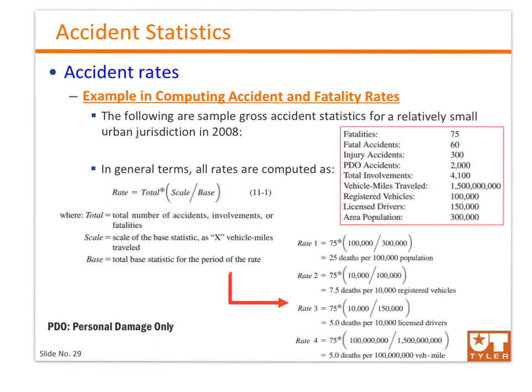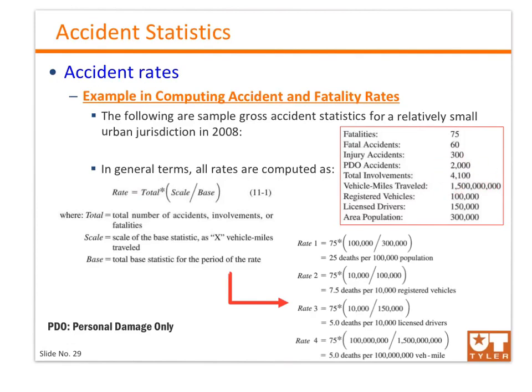So let's have an example here of how we can compute accident and fatality rates. The following are a sample of gross accident statistics for a relatively small urban jurisdiction in 2008. You can see those are the given numbers. So we have the number of fatalities: 75 people died, and the fatal accidents were 60. Injury accidents were 300. The PDO accidents, which has to do with property damage loss, we had 2,000 of those, and we have a total number of accidents of 4,100.